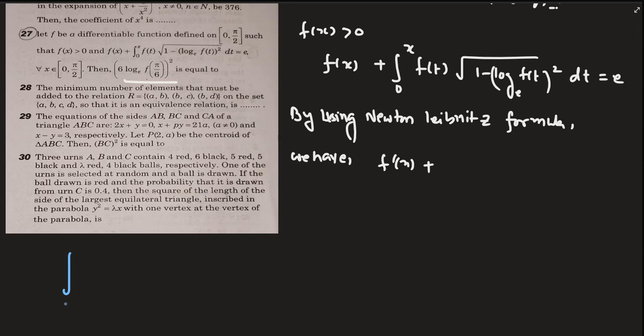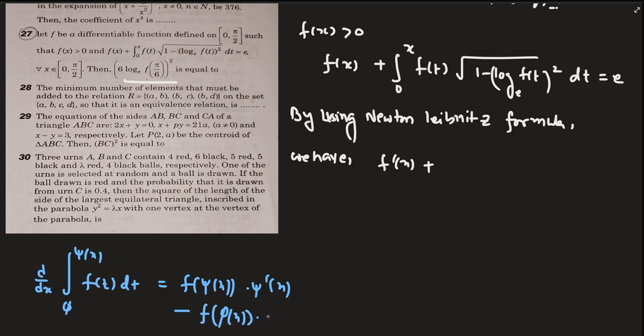If the limits are phi x and psi x, and you apply the derivative to the integral of f t dt, it will be the value of the function at the upper limit times the derivative of the upper limit, minus the value of the function at the lower limit times the derivative of the lower limit. So the value of the function at the upper limit will be f of x root over 1 minus log base e f of x, whole square.